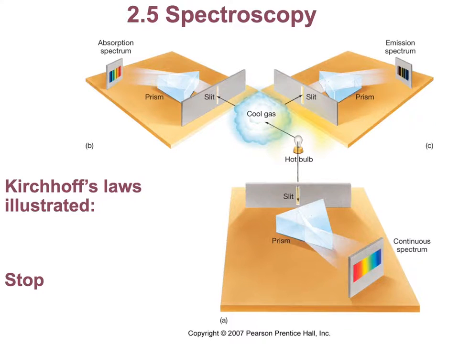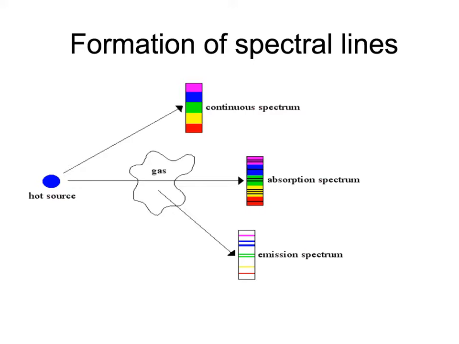So here is each of those different laws illustrated. Here we can see just the heat source would produce your continuous spectrum. Your heat source going through a cool gas would be your absorption spectrum, and the spectrum of just the gas would be your emission. And here is that broken down again, showing just what you would see. Your continuous, your absorption as it passes through the cool gas, and just the gas would be your emission.